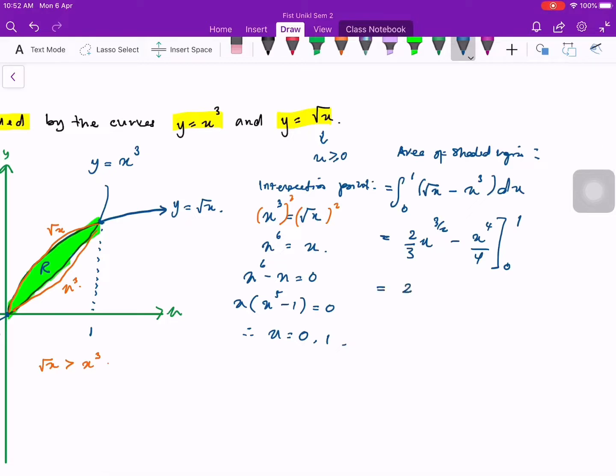We're supposed to have 2 over 3 minus 1 over 4, minus 0. So therefore, for the final answer, we equalize the denominator. We have 4 times 2 becomes 8, minus 3, over 4 times 3 is 12, which is equal to 5 over 12 units squared. So this will be the final answer.